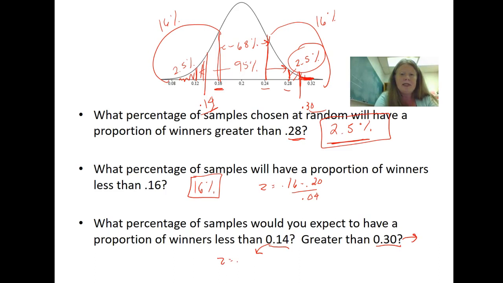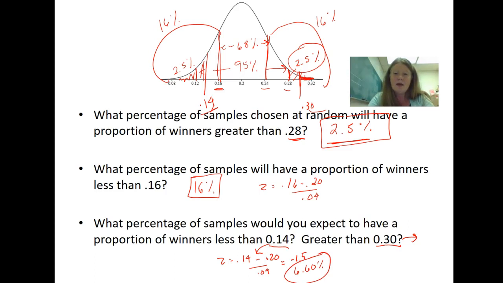So here it would be z equals 0.14 minus 0.2 over 0.04. That's going to give you negative 1.5. And then if you go to table B, you'll see from table B that negative 1.5 corresponds to a percentage of 6.68%. For greater than 0.3, we again need to convert this to z.